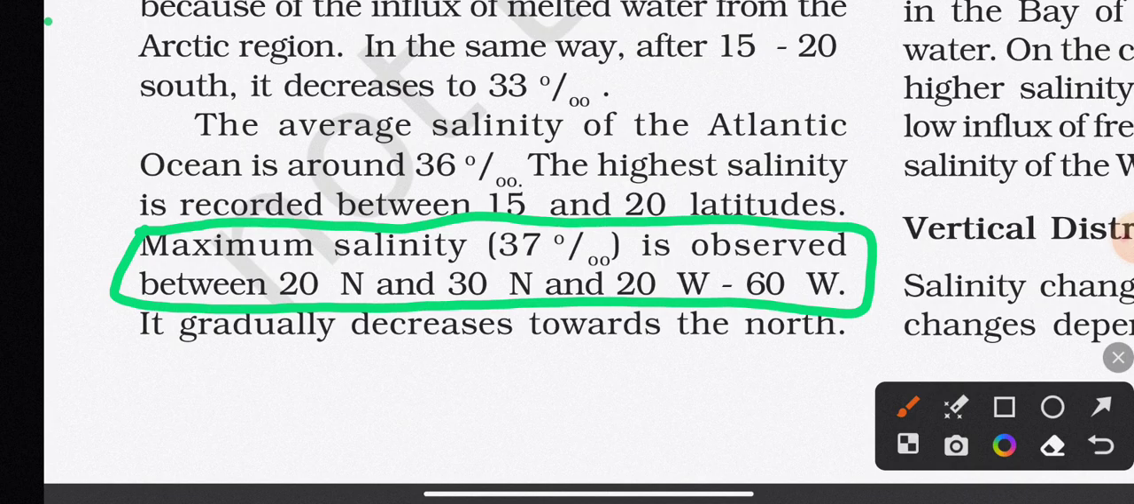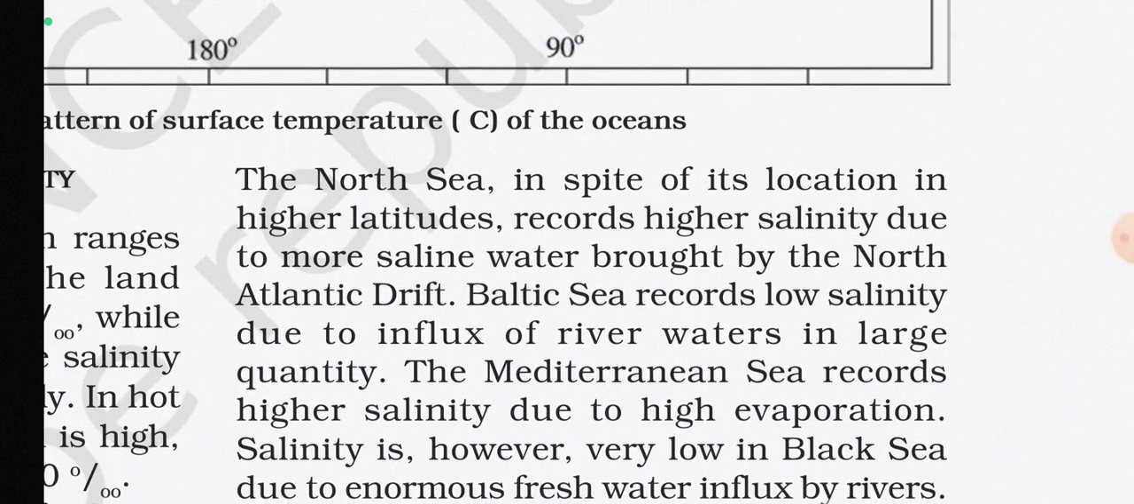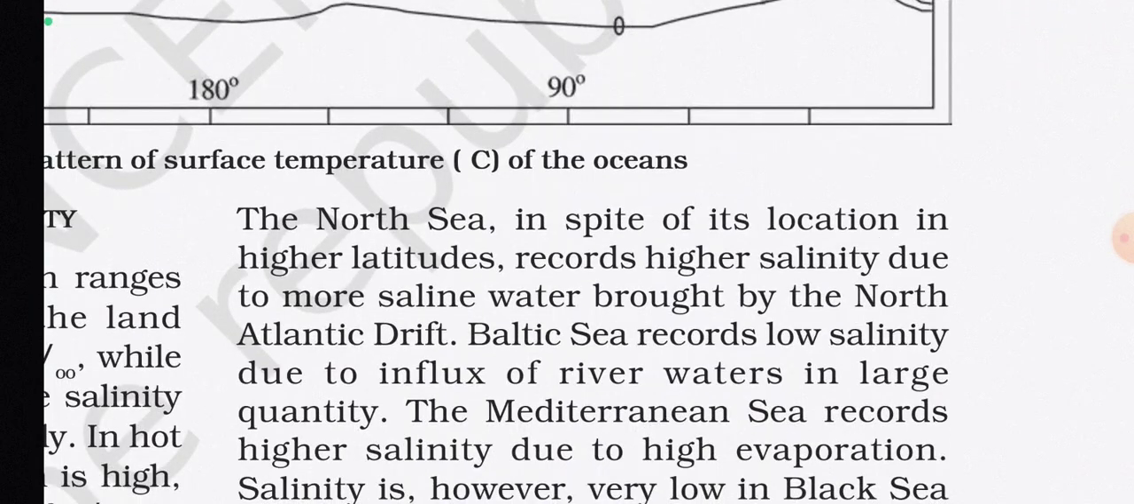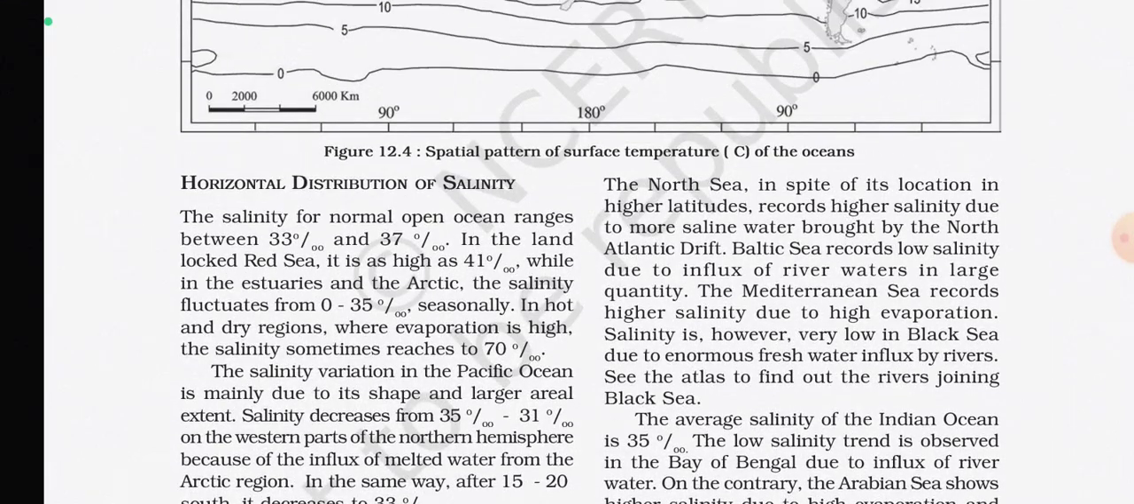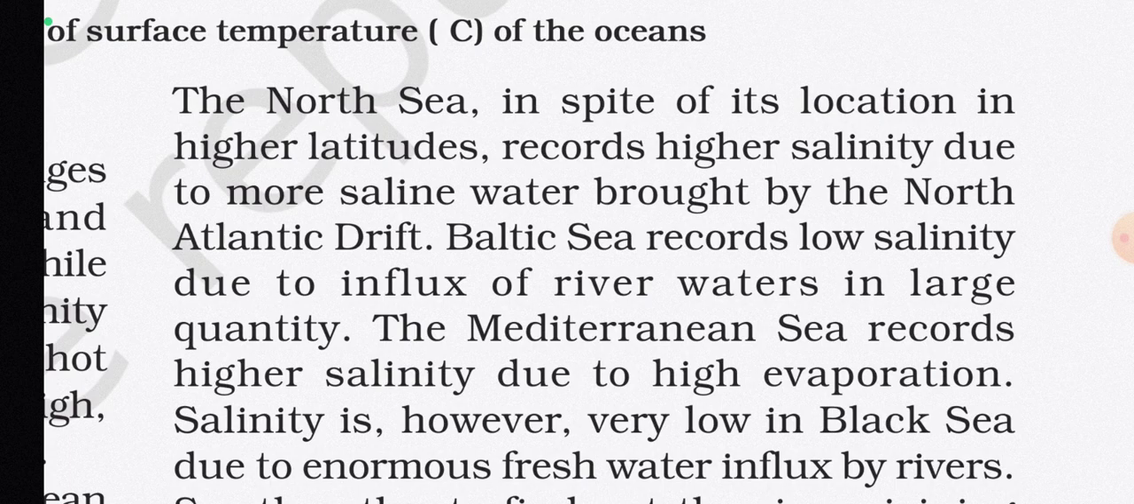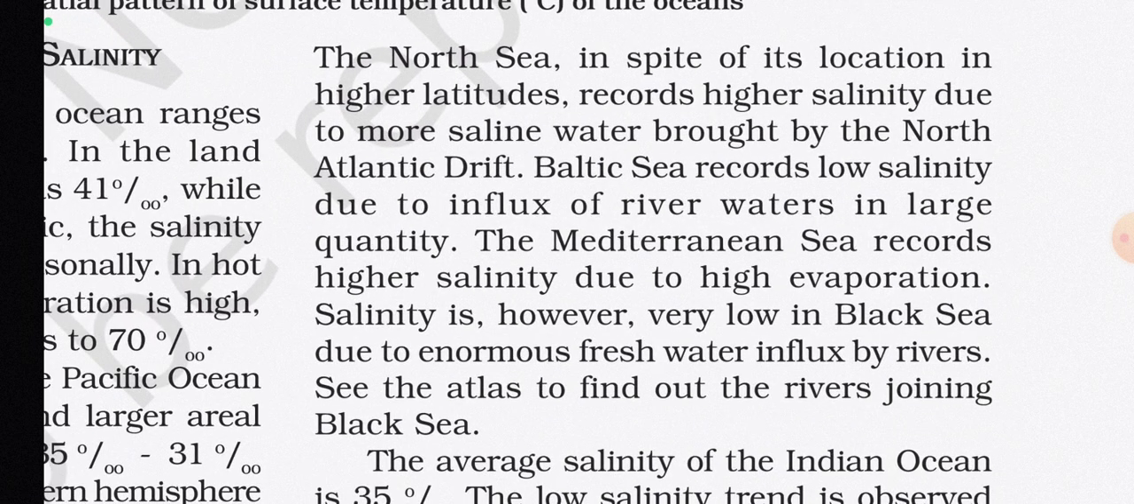It gradually decreases towards the north. The North Sea, in spite of its location in higher latitudes, records higher salinity due to more saline water brought by the North Atlantic drift. Baltic Sea records low salinity due to influx of river waters in large quantity.